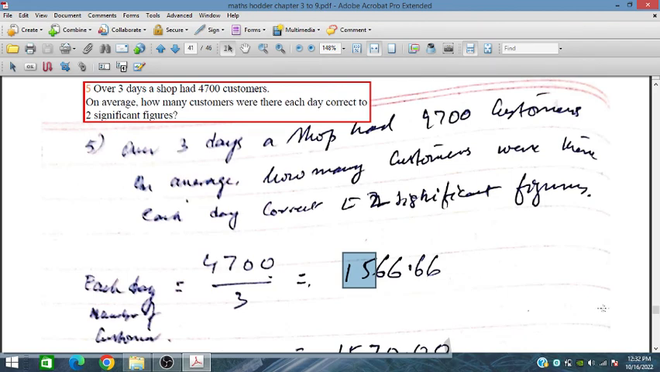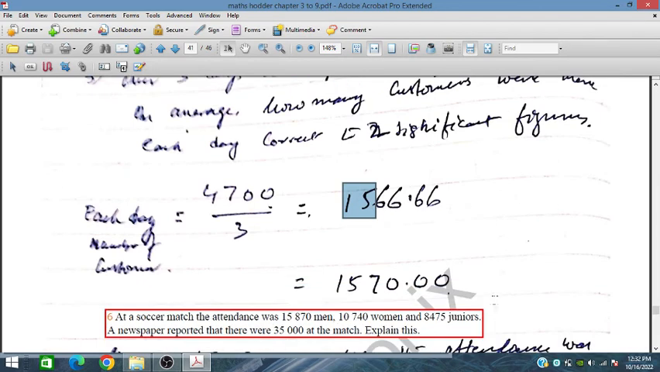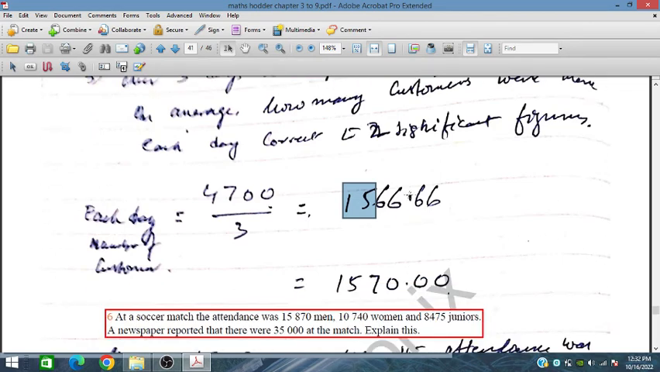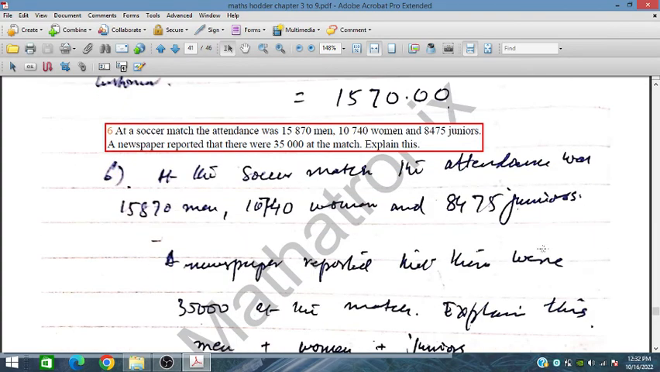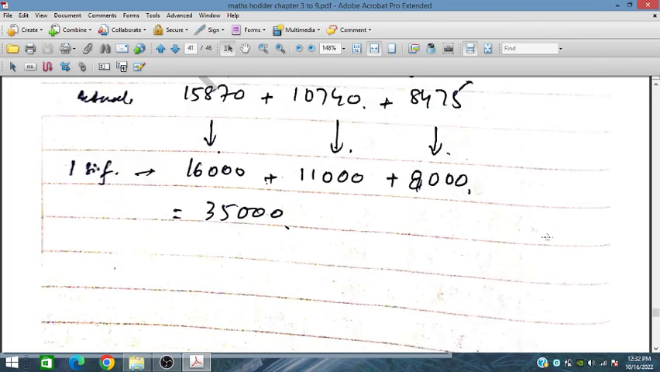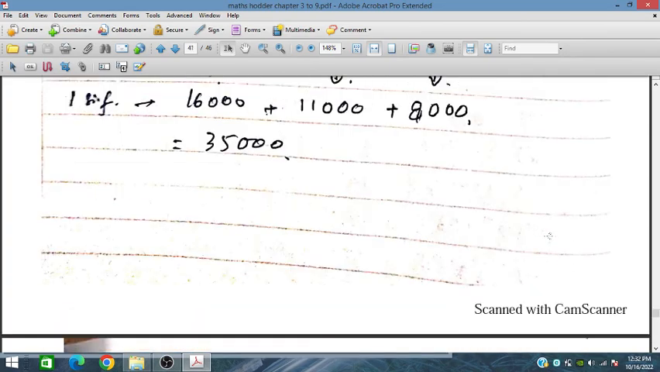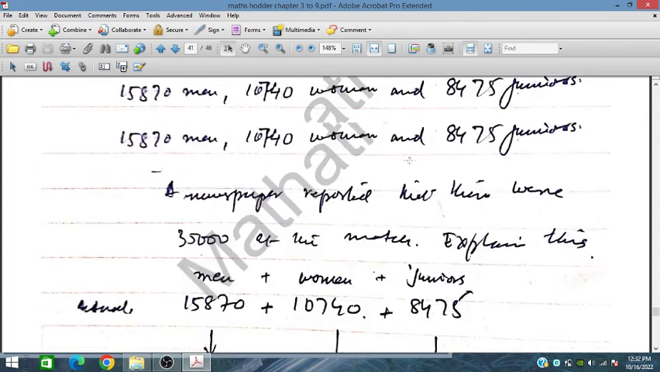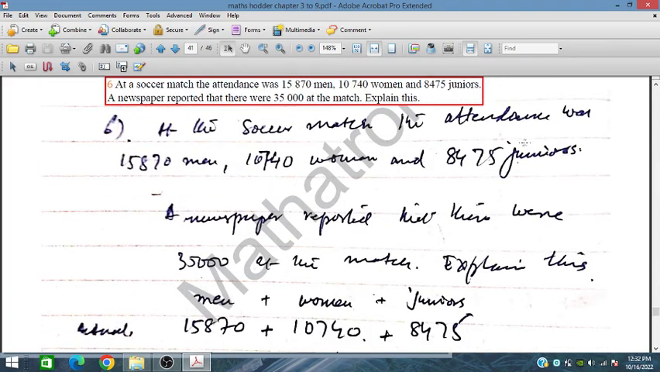Correct to 2 significant figures. So it should be 1600. I have made a mistake here. I have corrected to the decimal place. So this is 1600. Similarly for this one, you can see that this is the first significant figure. This is two significant figures.